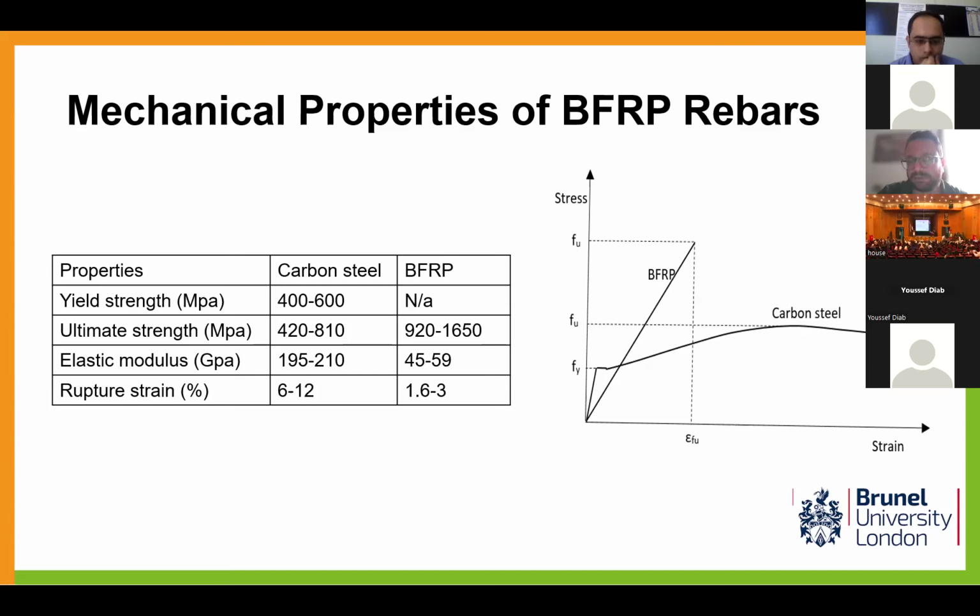Okay, one more question. It will not work under an earthquake? Yes, under earthquake, there is no crucial investigation yet on using it in earthquake.